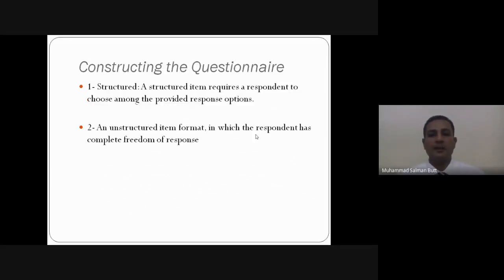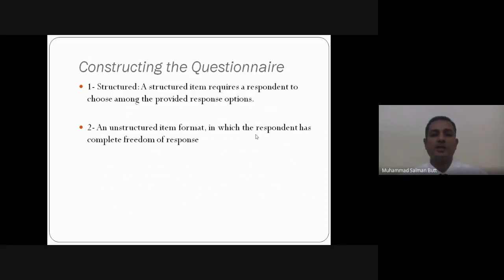And then there will be different types of questionnaires. The type of items in the questionnaire will decide the type of questionnaire you have. There are two types of questionnaire. One is a structured questionnaire and the other one is an unstructured questionnaire. A structured questionnaire is defined as one that requires the respondent to choose among the provided response options. So you are going to give the options to the respondent, and the respondent just has to opt for the correct option or the option of their choice.